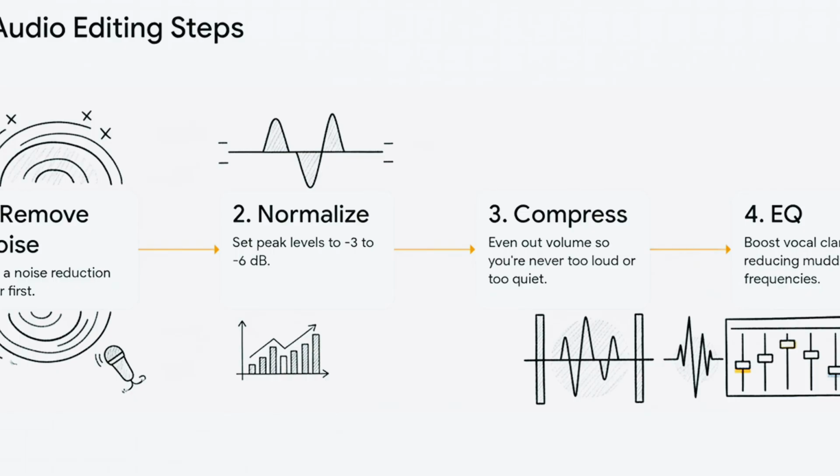Okay, so once you've hit stop on the recording, these 4 editing steps are, seriously, non-negotiable. First, get rid of any background noise, like a fan or a hum. Second, normalize it so the volume is consistent and professional. Third, you're going to use a compressor. That just evens out the loud and quiet parts. And finally, use an EQ to make your voice sound crisp and clear. Following this order makes a huge difference.